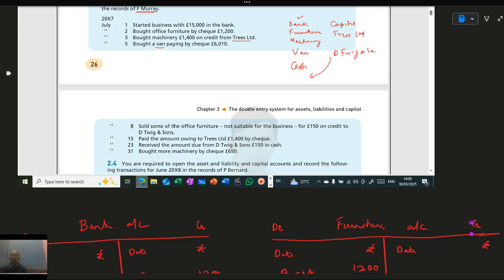Then bought machinery, 1400, on credit from Trees Limited. What is happening? Machinery is an asset, and when you buy machinery, it will increase, so it will have a debit balance. On credit from Trees Limited: credit the giver. Trees Limited is the giver of the machine to the business. So how much? 1400. Machinery 1400.